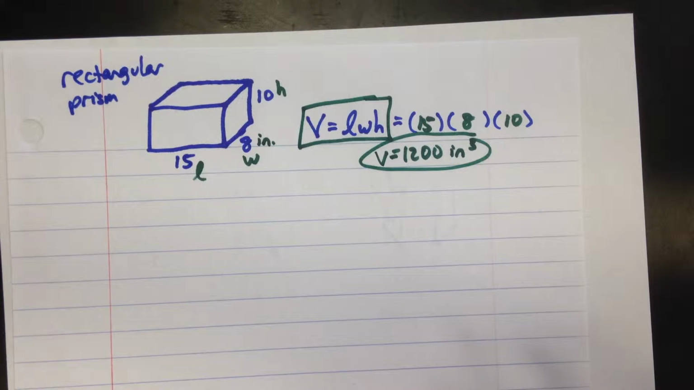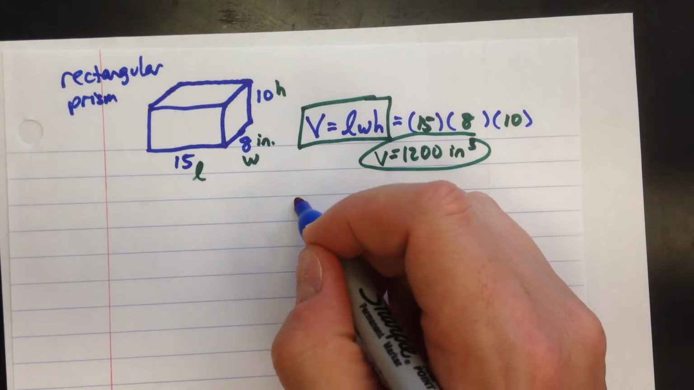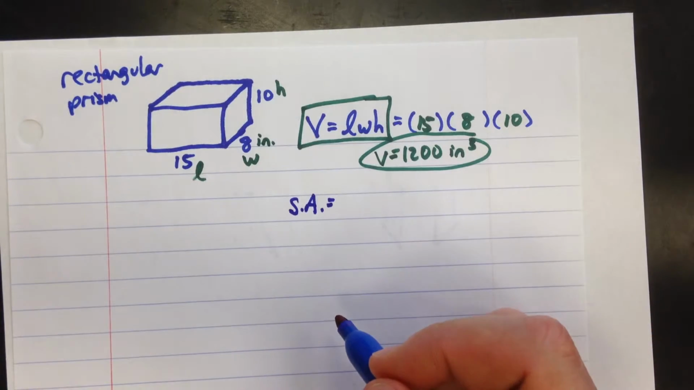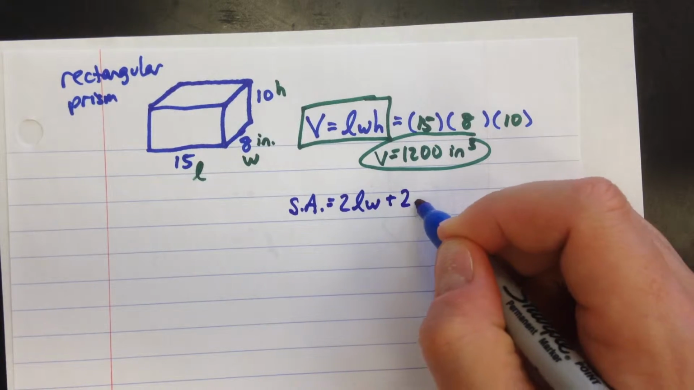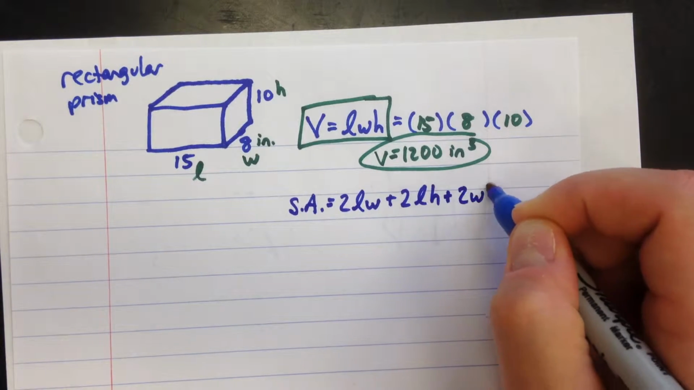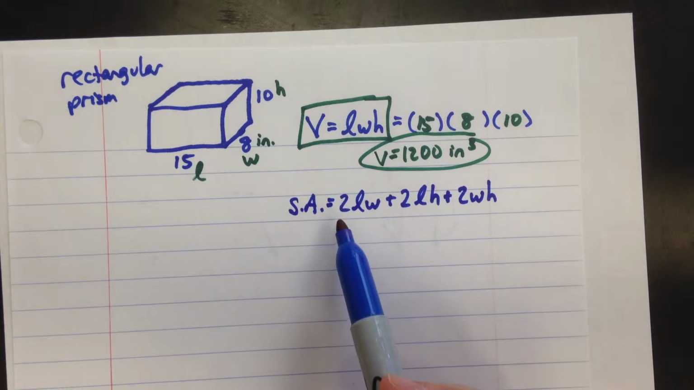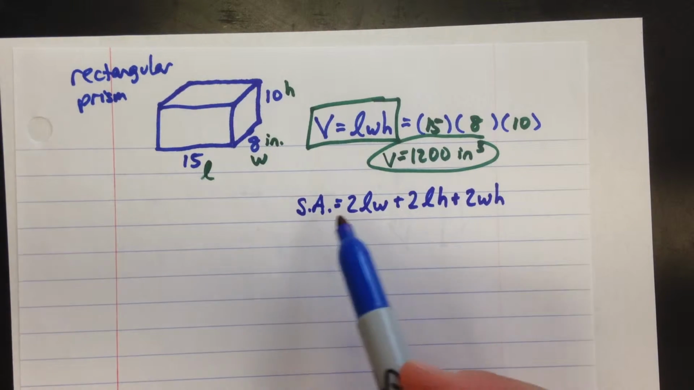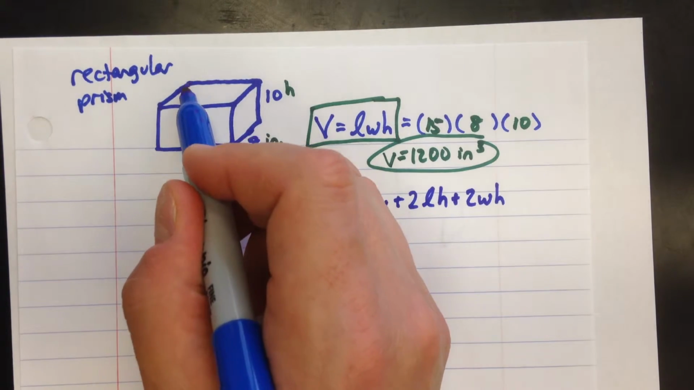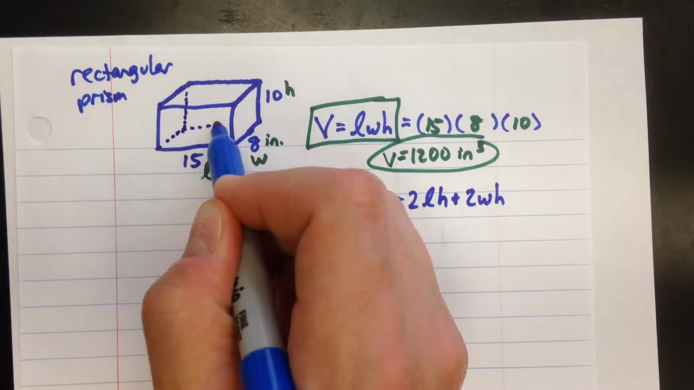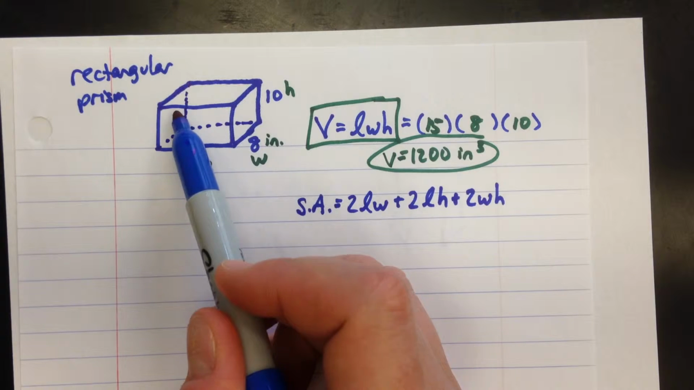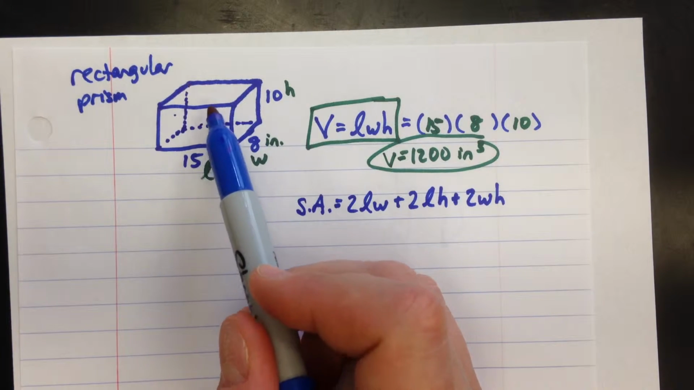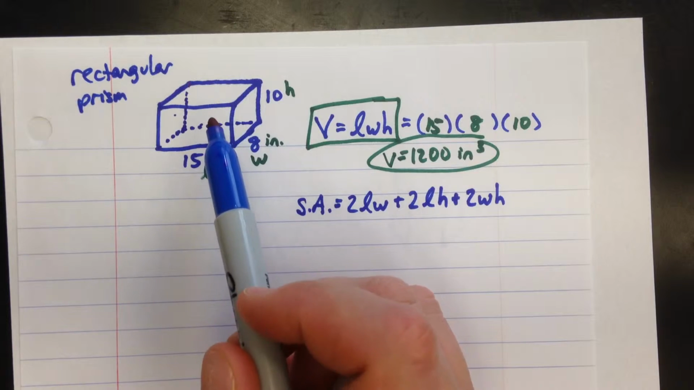Now if you want to find surface area, the formula is going to be a little bit different. For the surface area, what you'll see on your formula sheet is 2LW plus 2LH plus 2WH. Now what happens is that in a rectangular prism, you've actually got 6 faces. So if I draw on the back part, I'll do a little dotted line here, you'll notice that you have a top and a bottom, that's 2 faces. You have a left and a right, that's 2 more, and you have a front and a back. That's 2 more, so you have 6 faces.